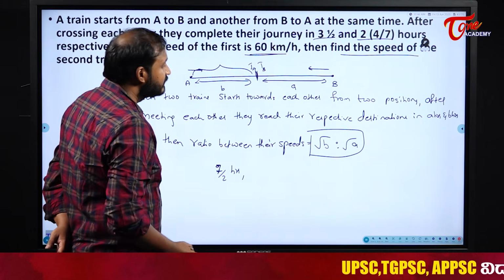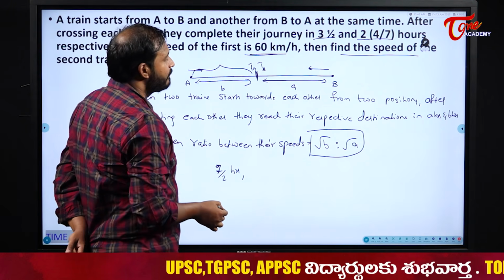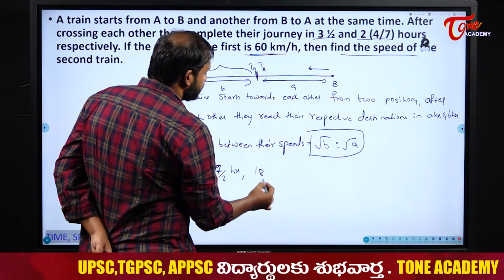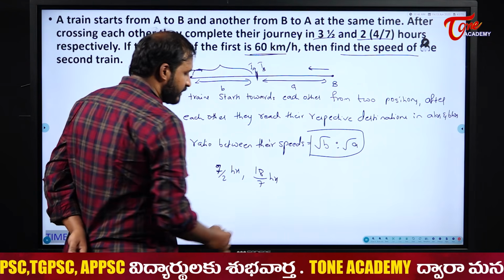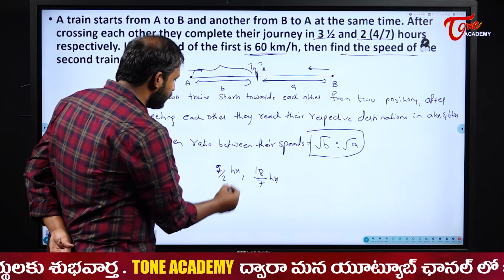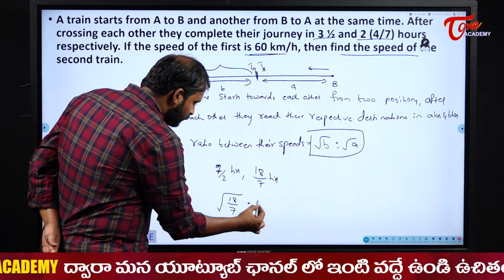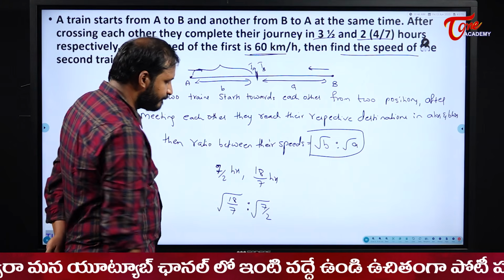7/2 hours, and the other one is 7 2s are 14, 14 plus 4, 18/7 hours. These are the two times they have taken. Now their speeds ratio, what happens to their speeds ratio? Just now I told you, root over 18/7 is to root over 7/2.